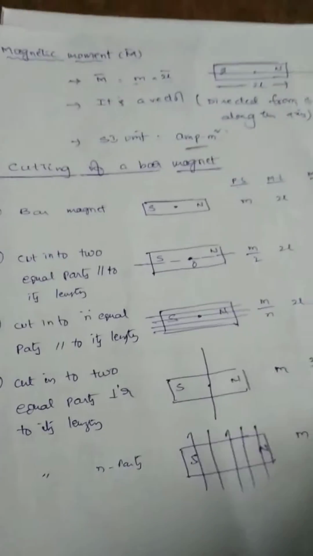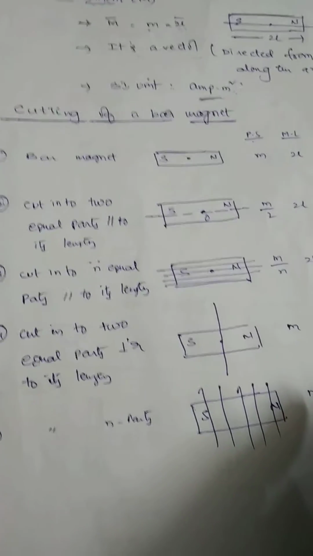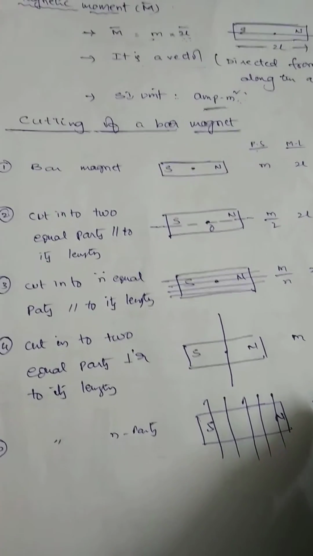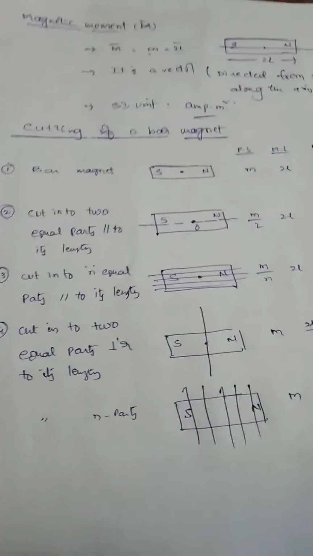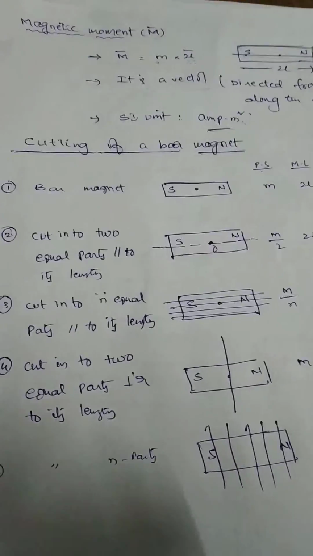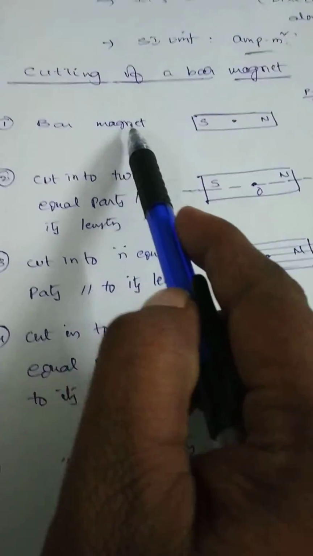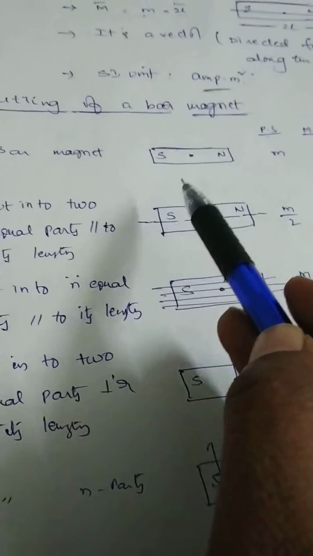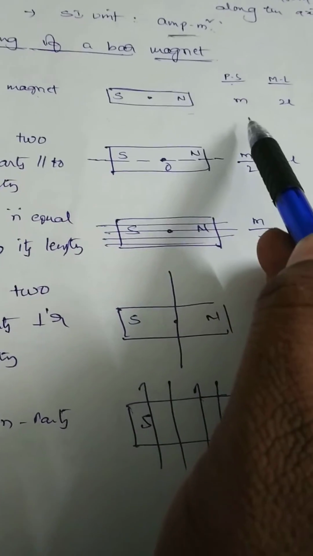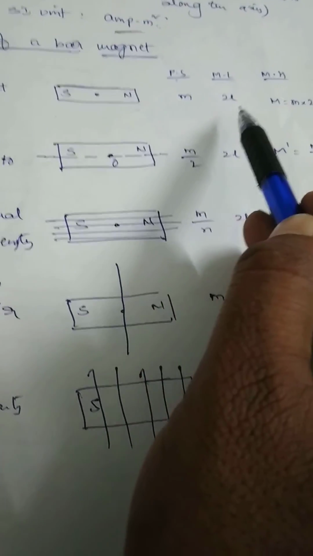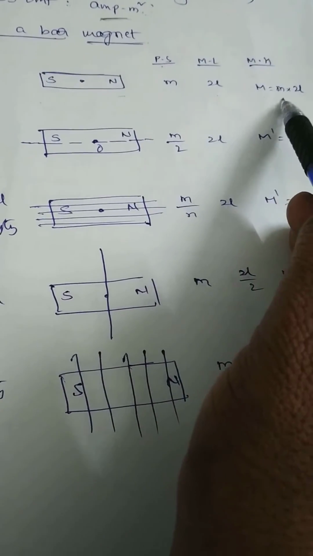Next one: suppose a bar magnet is cut into a number of pieces. What happens to the pole strength, length and also magnetic moment of each part? First, cutting a bar magnet. This is the original bar magnet and the length of the bar magnet is equal to 2L. Pole strength of the bar magnet is equal to m, magnetic length 2L. Magnetic moment is equal to capital M, which is equal to small m into 2L.